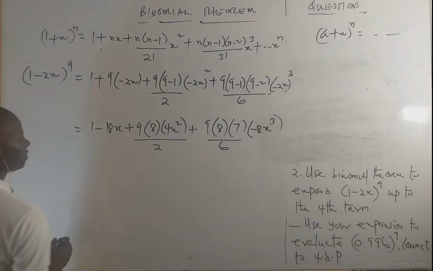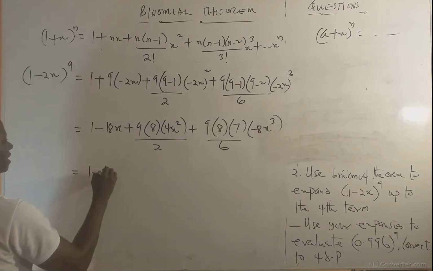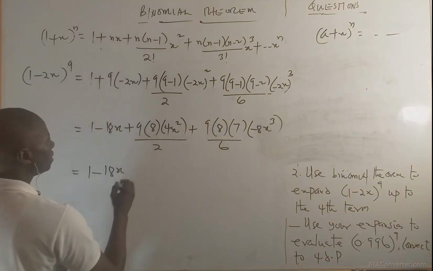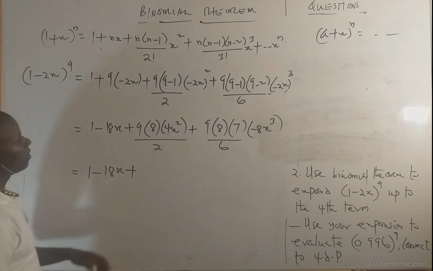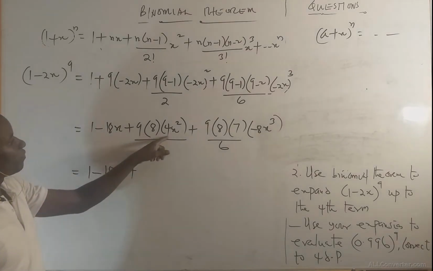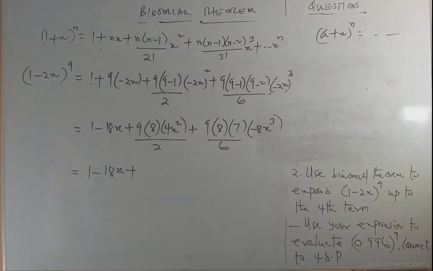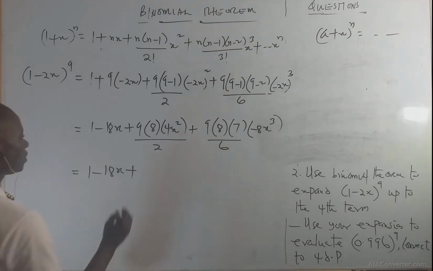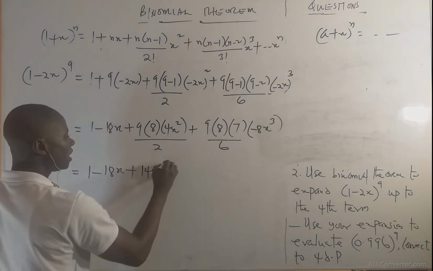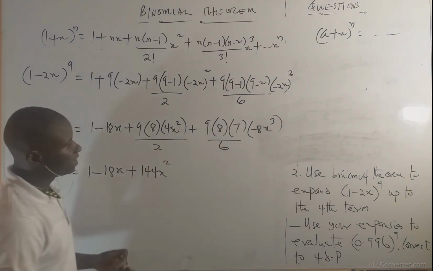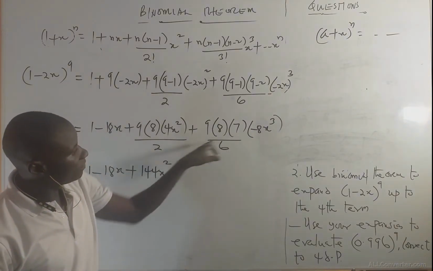So we further simplify this. We have 1 - 18x, then we have plus, we now multiply 9 by 8 by 4. Then we divide it by 2, whether we are getting a whole number. So you can use your calculator to solve for that. You have 9 times 8 times 4, you are getting 288, divided by 2 will give you 144. Okay, so we have 144x^2.